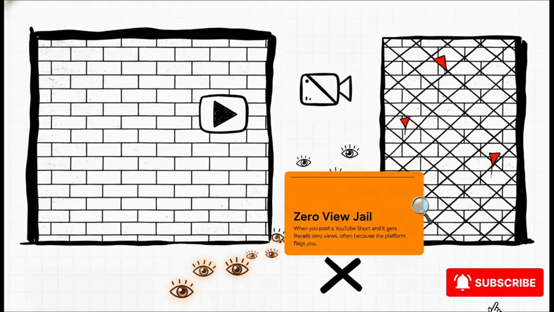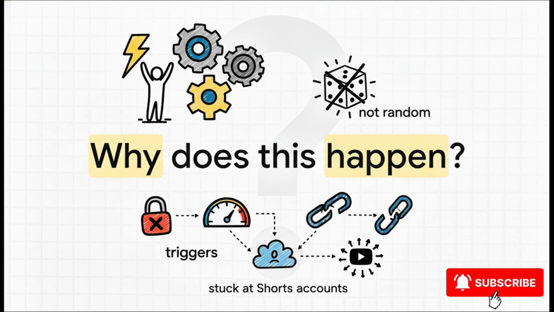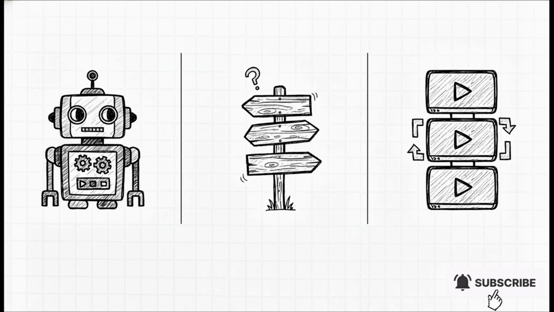So what exactly is zero view jail? Well, it's when your short gets completely stopped in its tracks before it even has a chance. The algorithm basically puts up a big digital wall because for some reason your account has been flagged. But why? Why does the platform do this? It's not personal, and it's definitely not random. There are some really specific triggers that cause an account to get stuck at 0. It pretty much boils down to 3 main culprits.